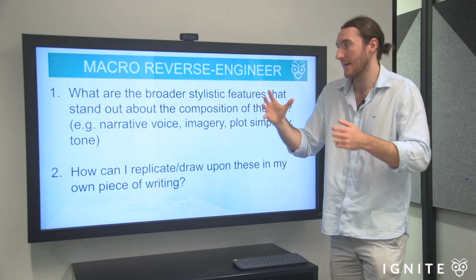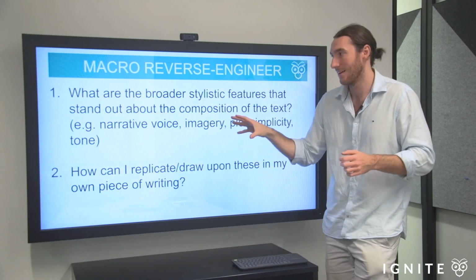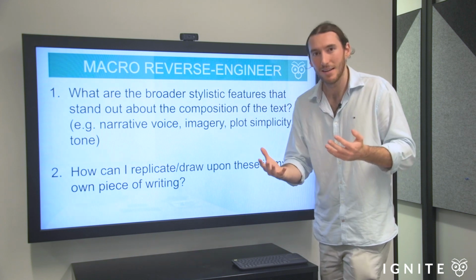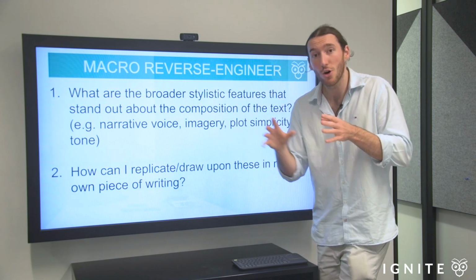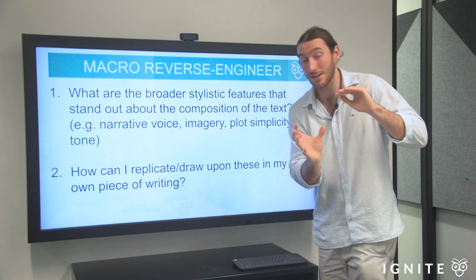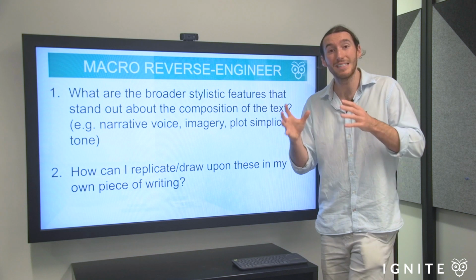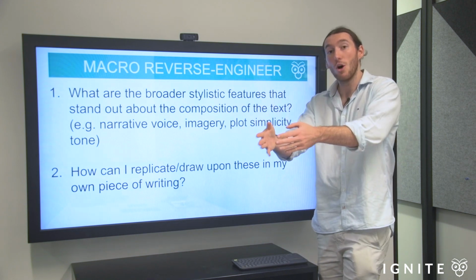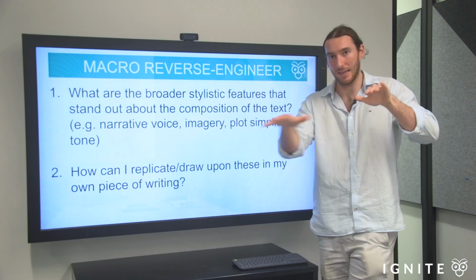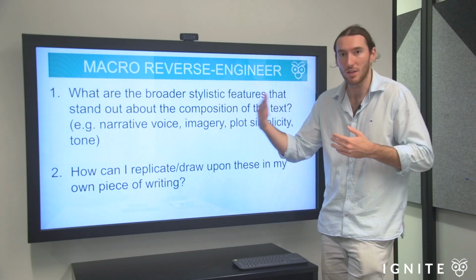Okay, so from a macro perspective, you're asking yourself these questions. What are the broader stylistic features that stand out? So when you're looking at the poem or the story or the speech, you're thinking, what kind of voice is it spoken with? Is it a first-person voice or is it a third-person voice? If it is a third-person voice, so it's not from the perspective of a character or person, then you want to ask yourself, is it third-person limited narration? Is the perspective biased towards a certain character? Or is it third-person omniscient narration, meaning it doesn't have a bias towards any particular character, it just says it how it is? You also want to look at the use of imagery in text, especially poems as well.